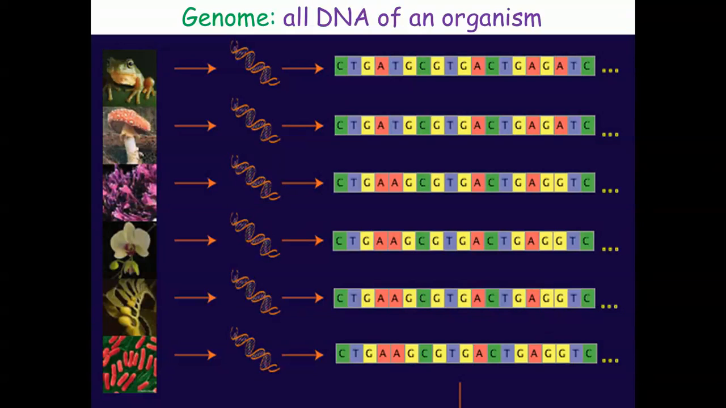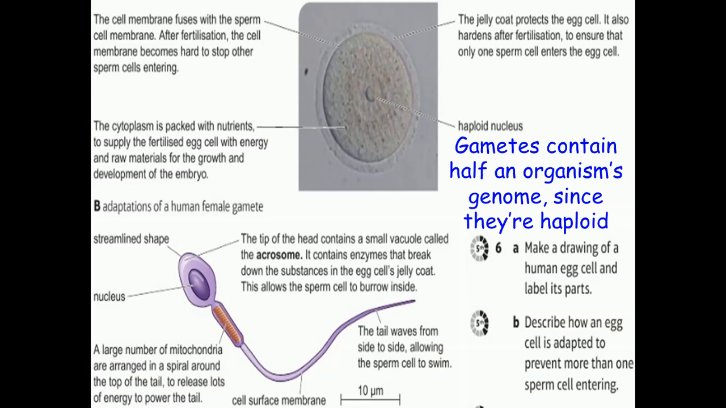The genome is all the DNA of an organism. If we compare the genome of different organisms, we'll note that there are differences in the bases. Gametes contain half an organism's genome because they are haploid. Because they're haploid, they only contain one copy of each chromosome, which means that they contain half an organism's genome.